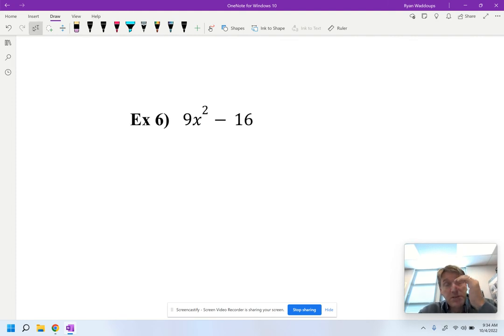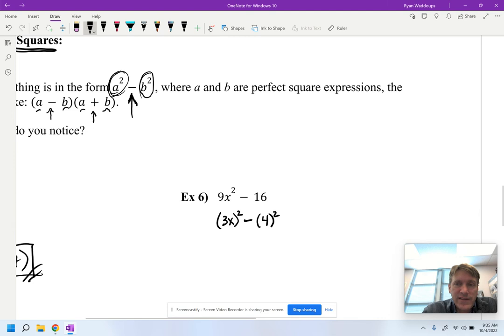Now, example 6, at first glance, you might say, oh, well, that's not a difference of squares. But actually, it is. We can rewrite 9x squared as the quantity 3x squared, because 3 squared is 9, and x squared is x squared. And then I've got minus, and 16 is the same as 4 squared.